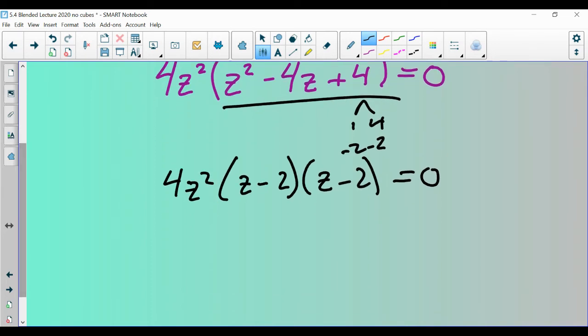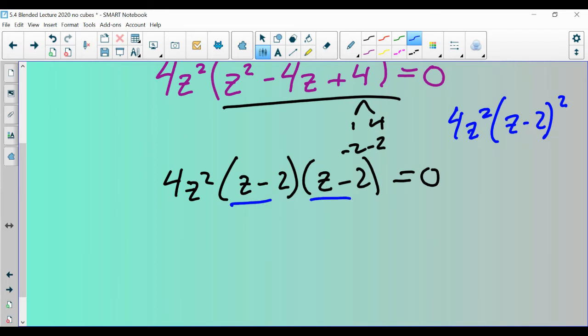If I were to ask you to factor this completely, I would actually prefer it to be written like this, 4z squared, and then z minus 2 squared. You buy that, right? Because these are just the same thing being multiplied by itself. So I could write it as 4z squared, z minus 2 squared.